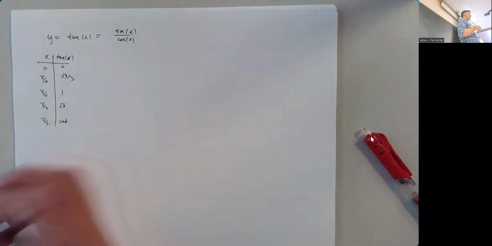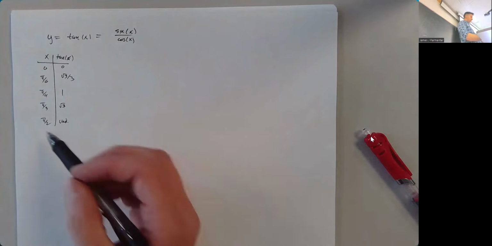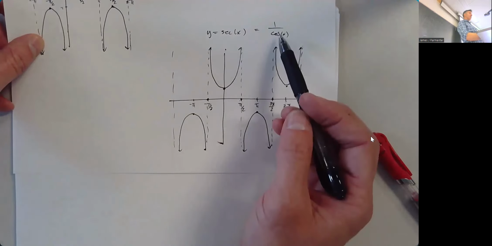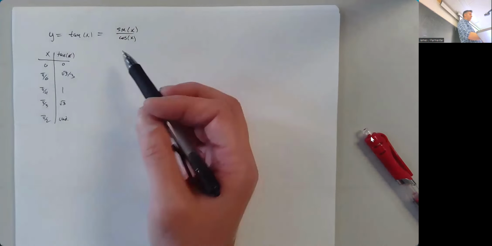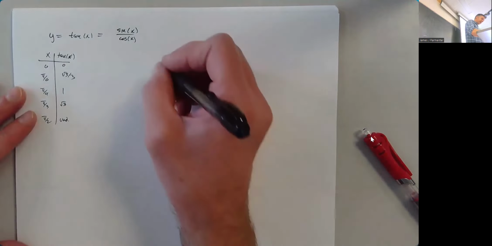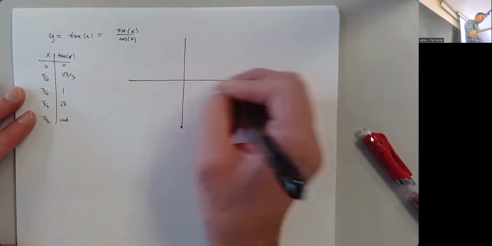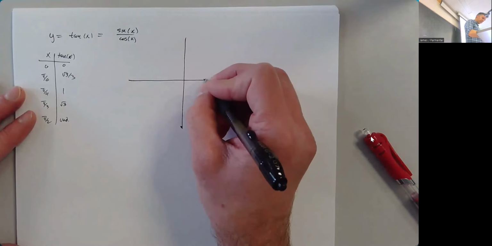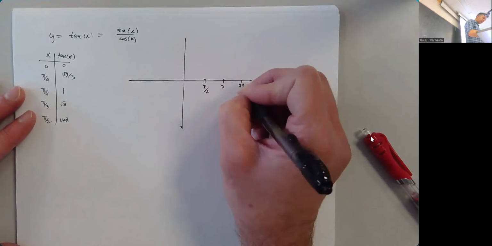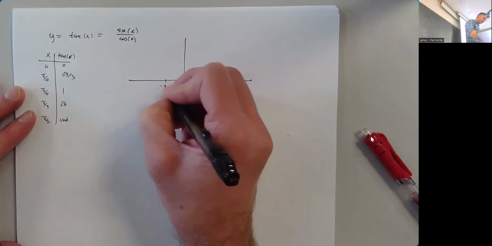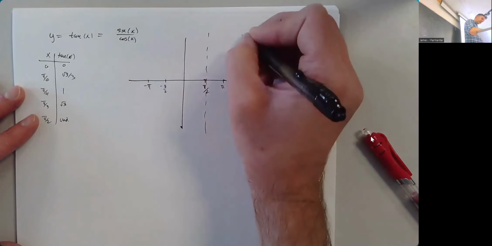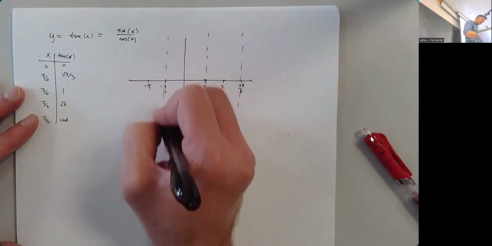It's undefined for the same reason as secant having a vertical asymptote at pi over 2, right? Secant has a vertical asymptote at pi over 2, because when cosine is 0, you're dividing by 0. You're also going to get a vertical asymptote here at pi over 2, because if cosine of pi over 2 is 0, we're going to be dividing by 0. So when we graph tangent, we get a vertical asymptote at pi over 2, and every odd multiple of pi over 2, that's where cosine is going to be 0. So vertical asymptote there, vertical asymptote there, vertical asymptote there.